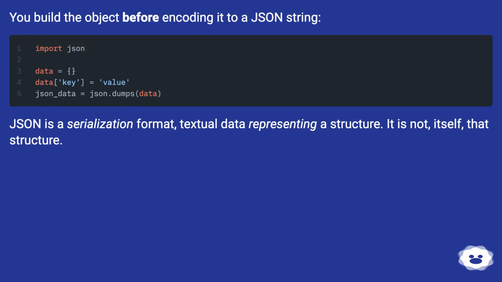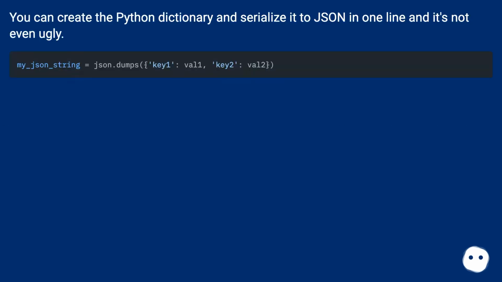You build the object before encoding it to a JSON string. JSON is a serialization format, textual data representing a structure. It is not, itself, that structure. You can create the Python dictionary and serialize it to JSON in one line and it's not even ugly.